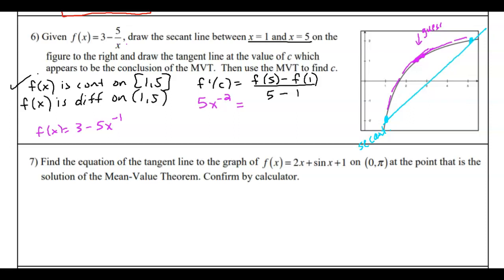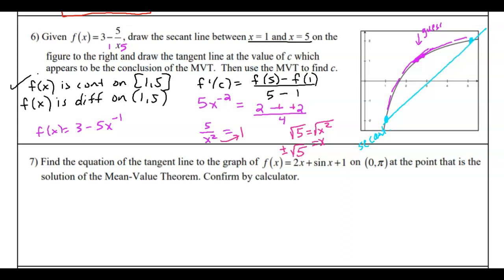If we plug in 5, I get 3 minus 1, which is 2. Plug in 1, which is 5, 5 divided by 1 is 5. So 3 minus 5 is negative 2, all over 5 minus 1 is 4. So 5 over x squared equals, will that be a plus? So 4 divided by 4 is 1. To solve, I'll multiply. So 5 equals x squared, and take the square root. So x equals plus or minus root 5, which is about 2 point something.